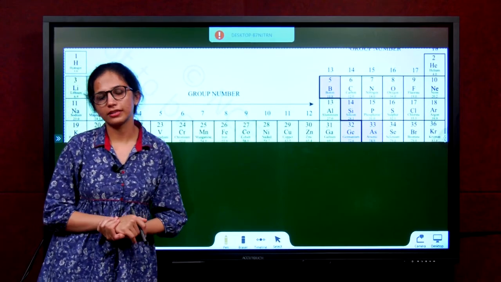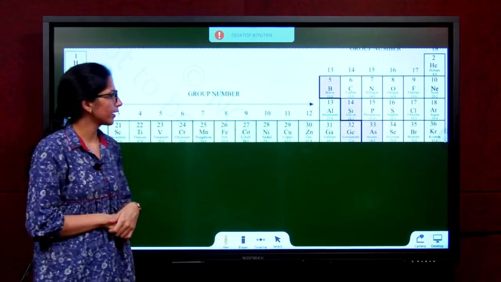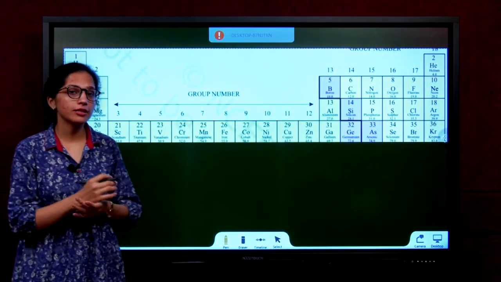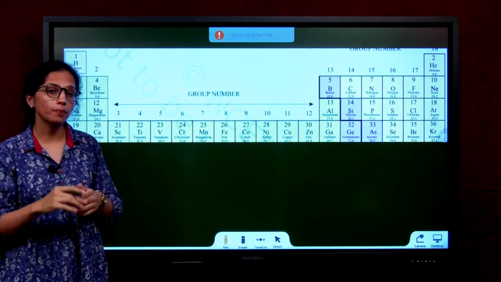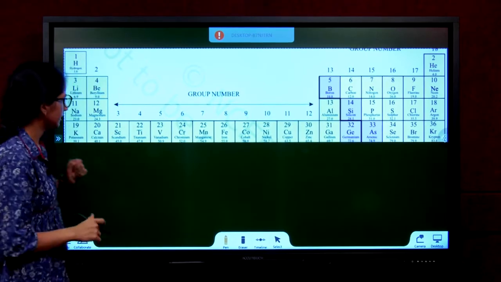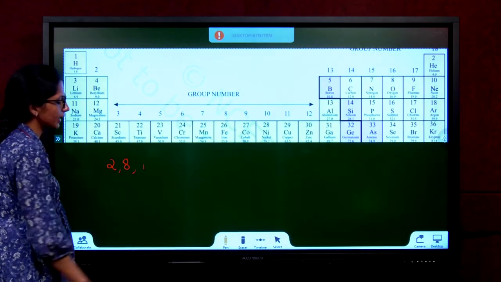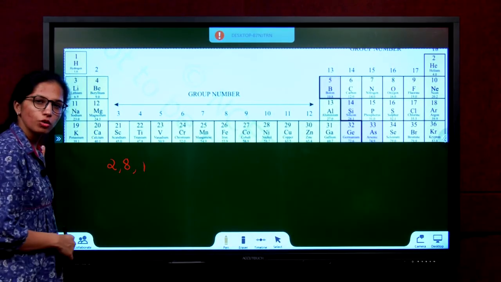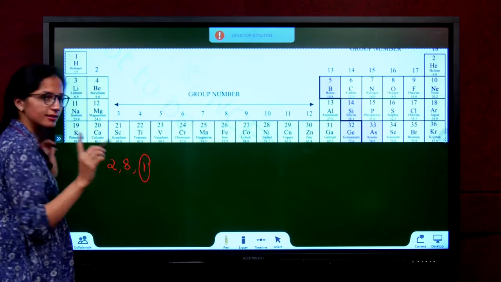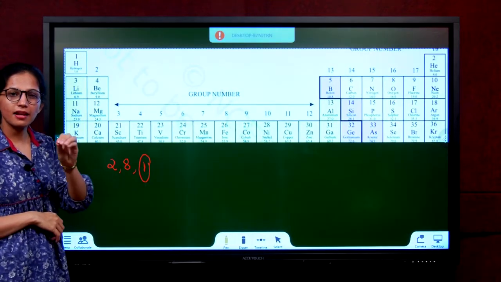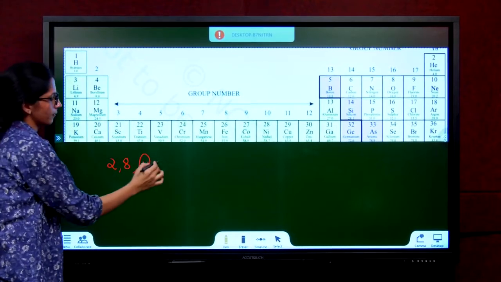The next thing that we're going to study is, we've already learned these points, but we're just going to see how to apply it here. If the electronic configuration is given, can you decide what's the group number and period number? Let's see an example. There is an element with configuration 2, 8, 1. What is the group number and what is the period number? The last number 1 is the valence electron. That is itself your group number. 2, 8, 1 will belong to group 1.